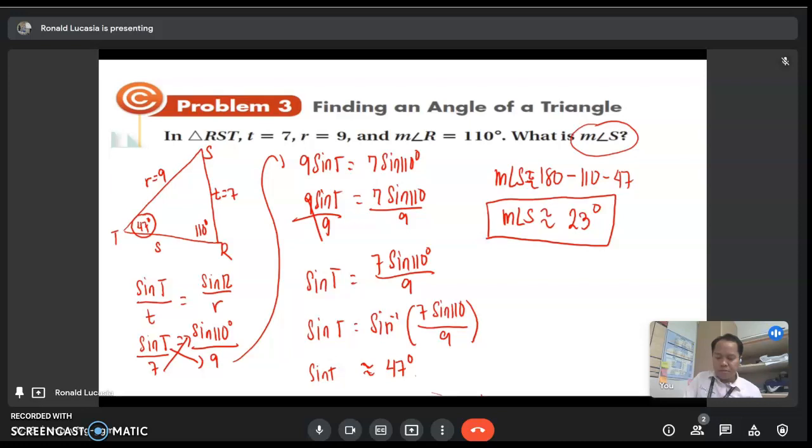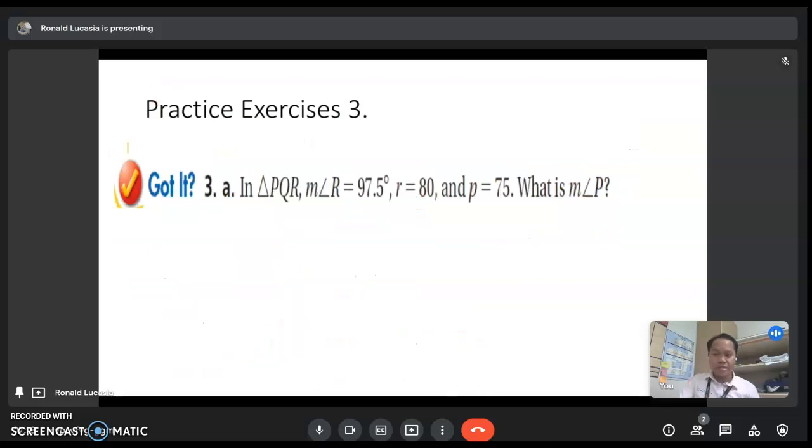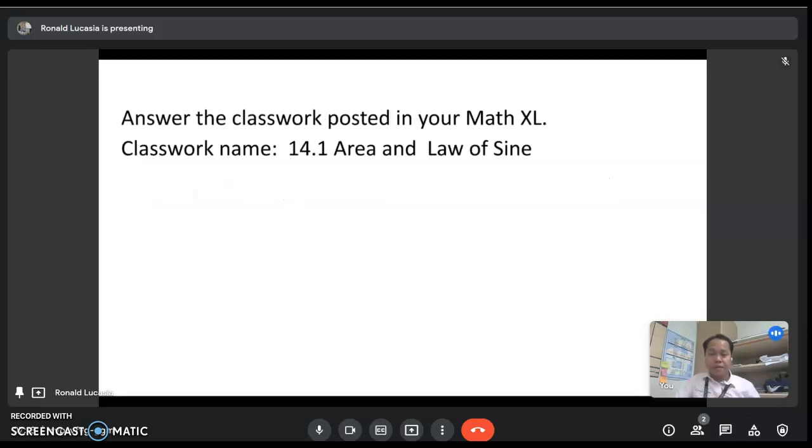So try to solve practice exercises number 3, and afterwards you can start your classwork in your Math XL. Classwork name is area and law of sine.